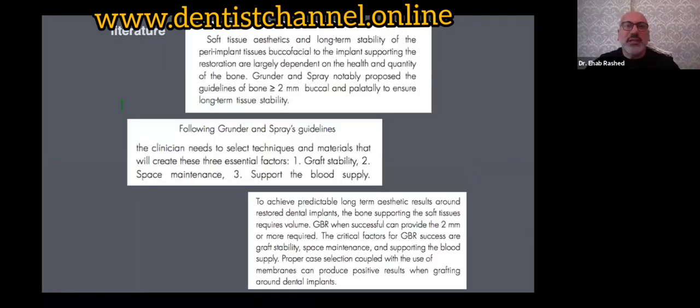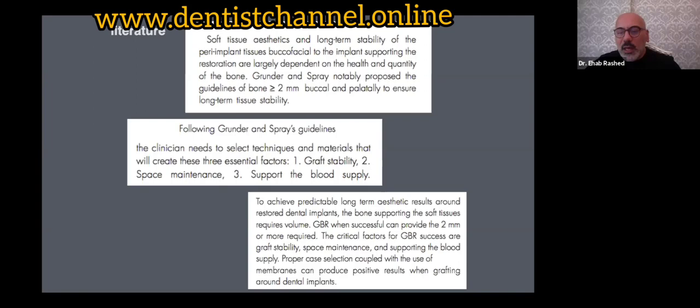Also, a study shows that when we need long-term success, we always need about 2 millimeters of bone buccal to any implant we place. So if you have a deficient area, and you place an implant and the amount of bone that you can see buccal to the implant is less than 2 millimeters, you would expect some bone resorption after loading and after bone remodeling. So we have to graft that site, we have to make it thicker. And we also understand that the bone always supports the soft tissue. So if the soft tissue is receding, this is because there is no bone to hold or support it.